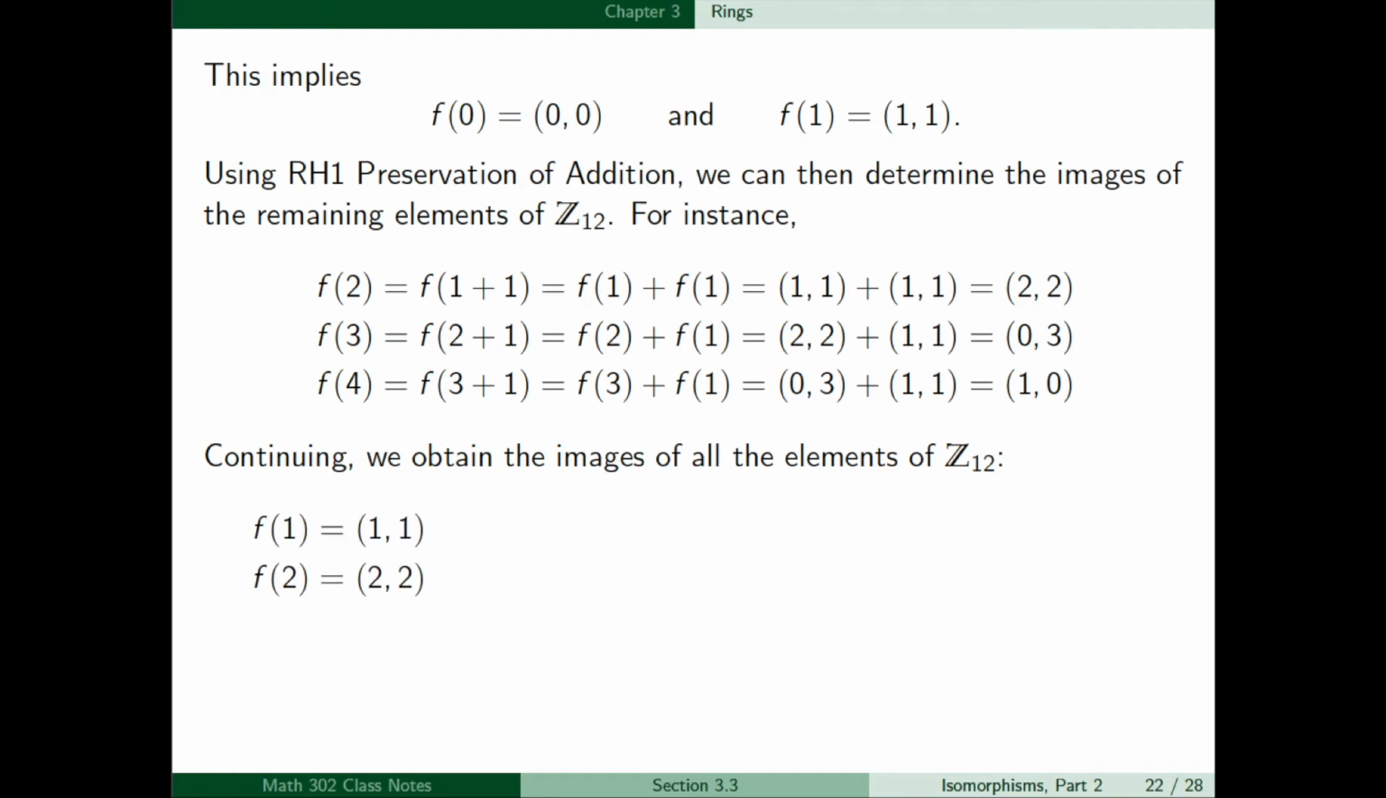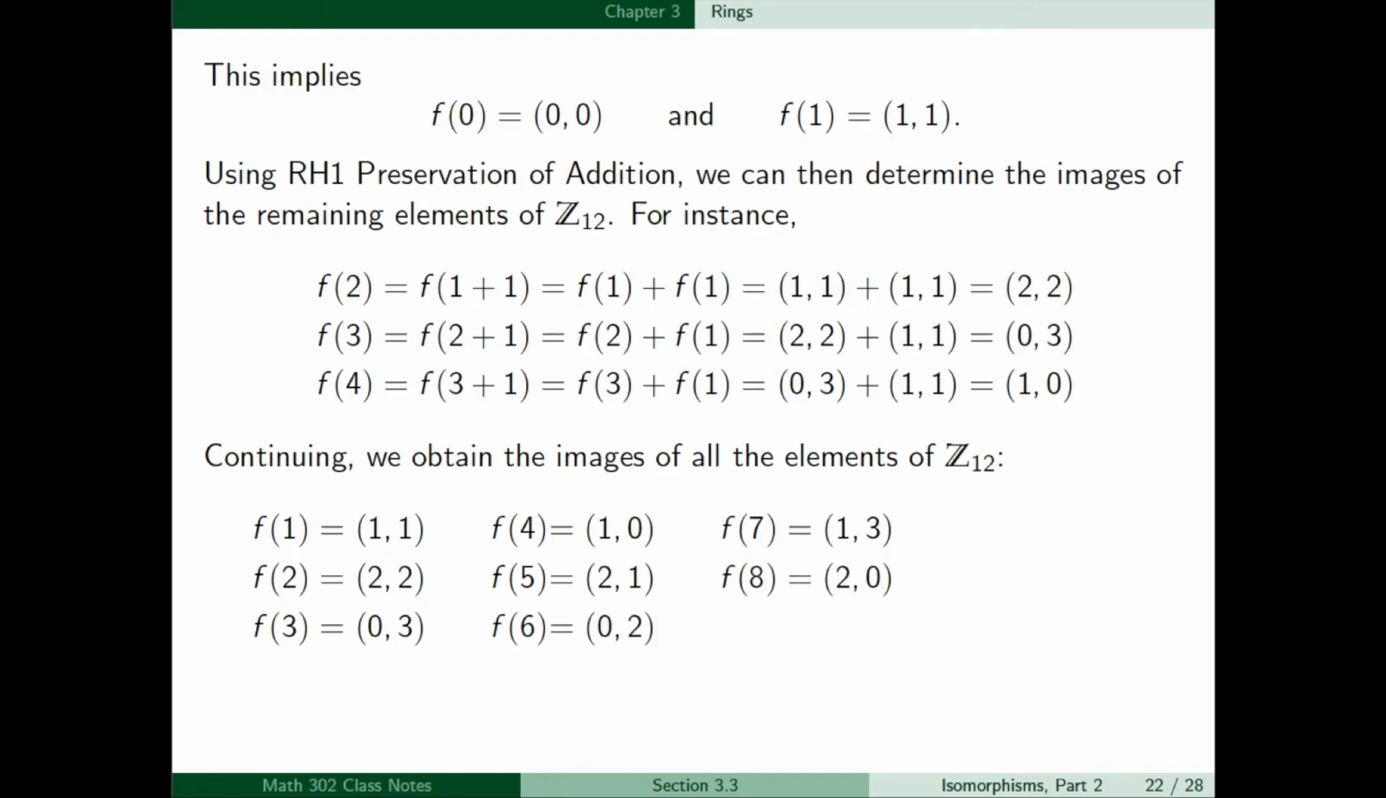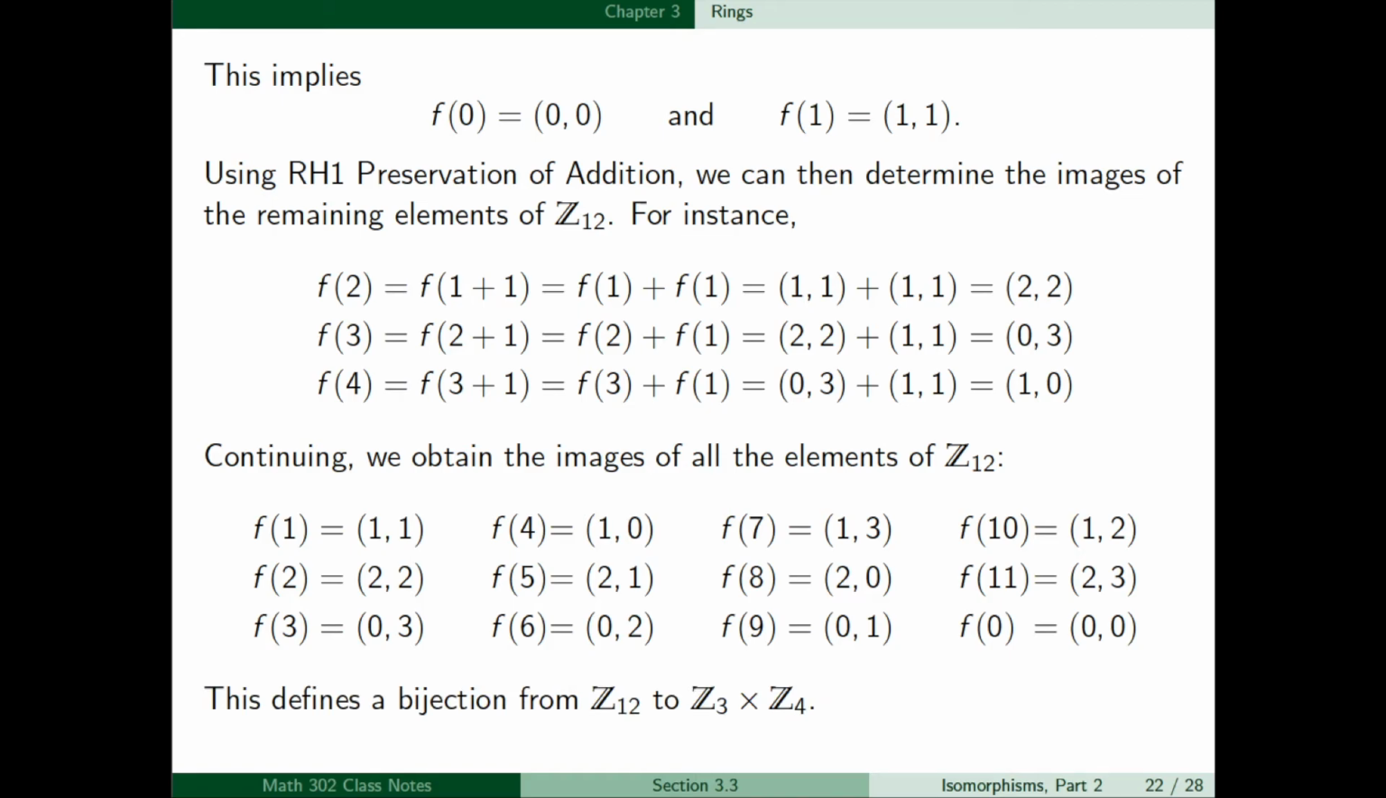So f of 1 is (1, 1), f of 2 is (2, 2), f of 3 is (0, 3), f of 4 is (1, 0), f of 5 is (2, 1), f of 6 is (0, 2), f of 7 is (1, 3), f of 8 is (2, 0), f of 9 is (0, 1), f of 10 is (1, 2), f of 11 is (2, 3), and f of 0 will be (0, 0). And this defines a bijection from Z12 to Z3 cross Z4.